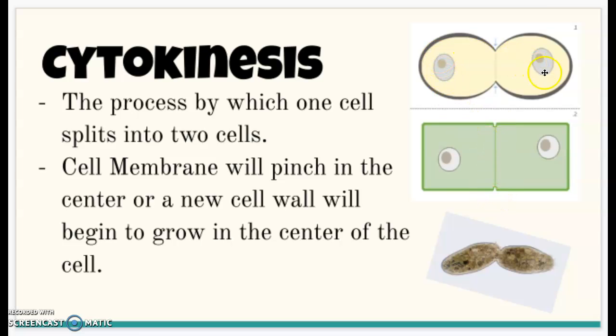But you'll notice that both of these already have a nucleus. So before they can begin to split, something has to happen within the cell to where the cell has two nuclei. That way they can both have genetic material.